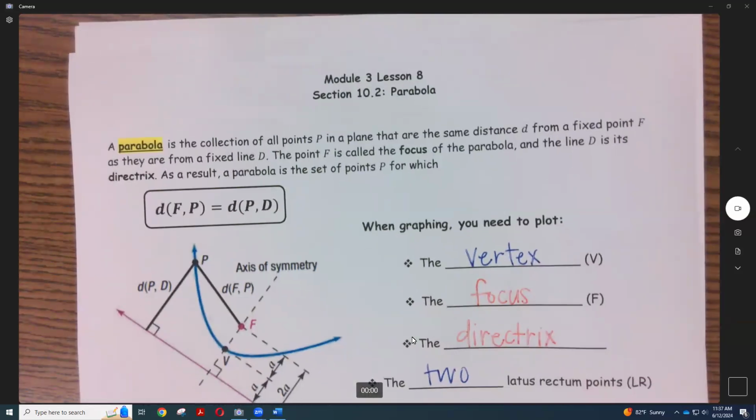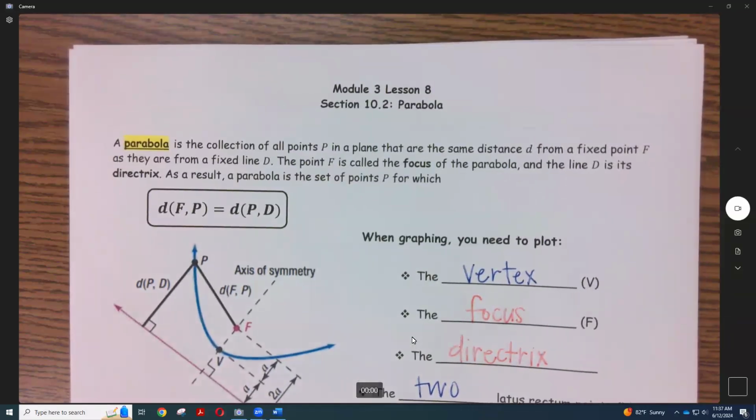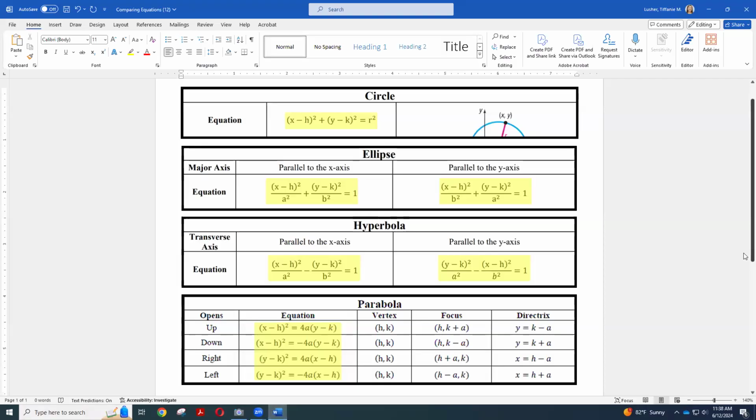Now we're going to jump in and do our introduction of parabolas. Before we go over this page, let's compare our parabola formulas to the rest of these. I want you to pause this video, and there is one huge difference that makes parabolas different than circle, ellipse, and hyperbola. So please pause the video and see if you can find the big difference between the top three and the bottom parabola formulas.